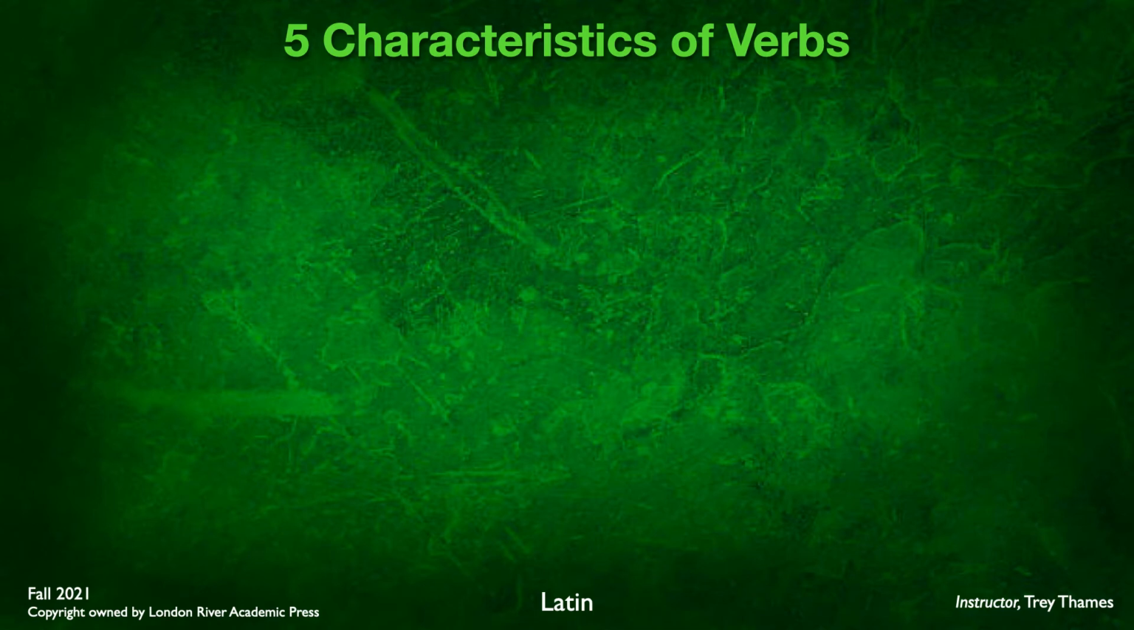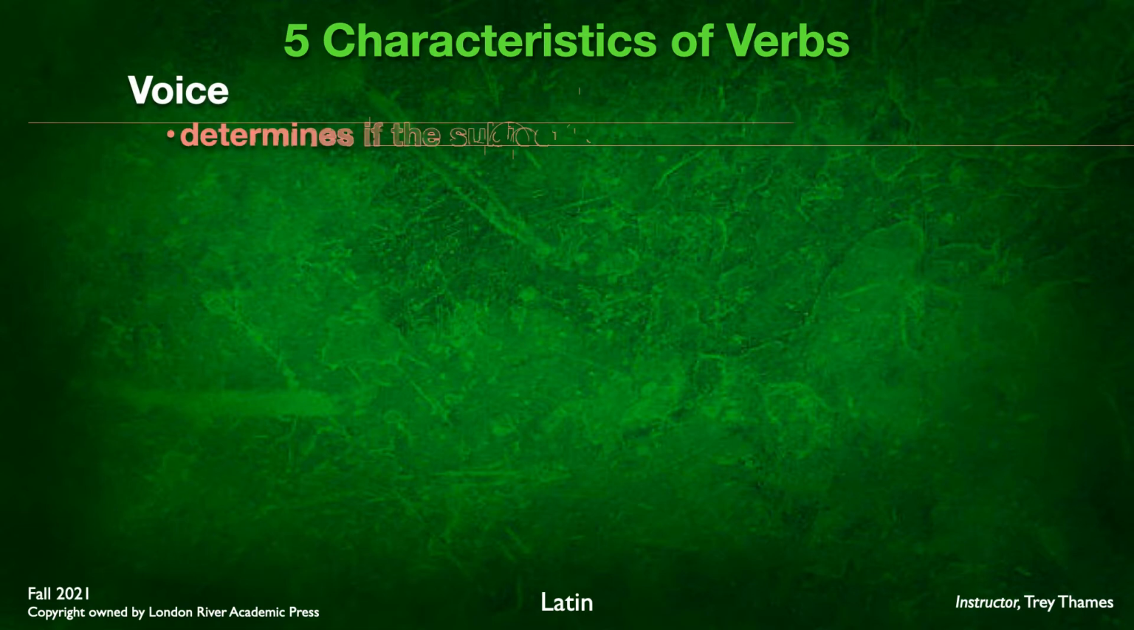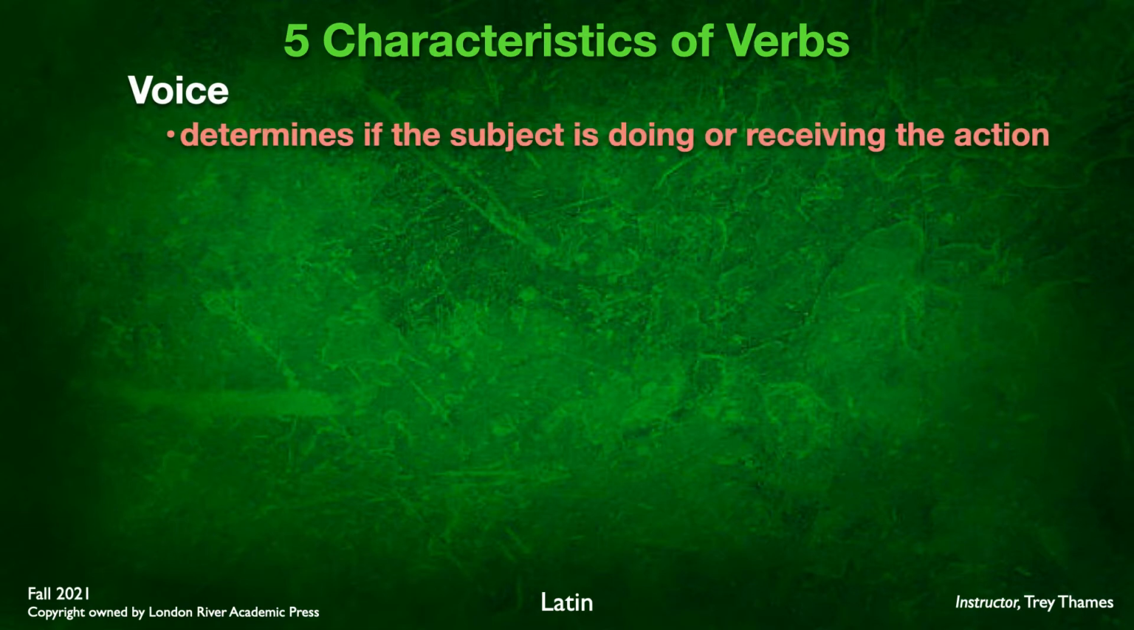Now, there are 5 characteristics of verbs that we need to be familiar with. And depending on how long ago we all had English, some of this may be something you remember or maybe not. So let's see what we can recall from previous studies of English grammar. The first one is voice. Voice determines if the subject is either doing or receiving the action. We'll unpack all of these characteristics here in just a few minutes. But voice determines if the subject is doing or receiving the action.